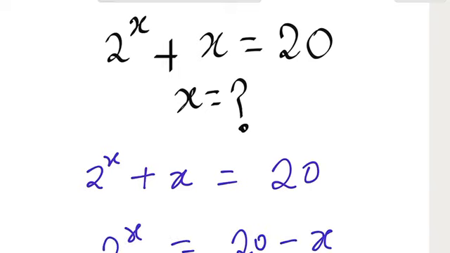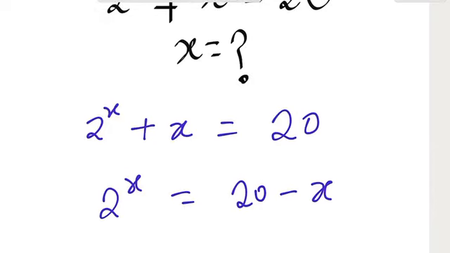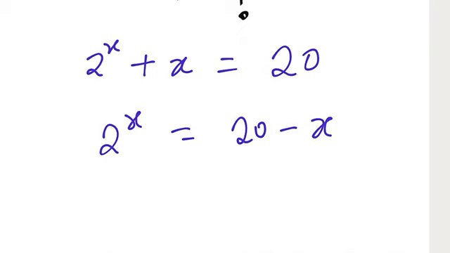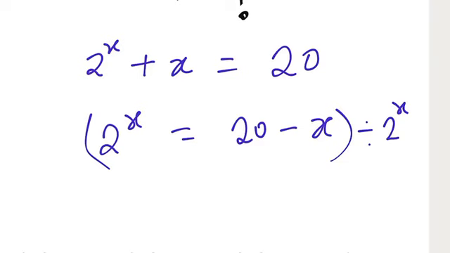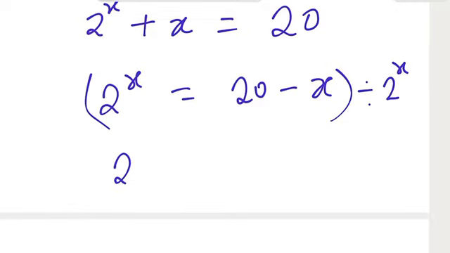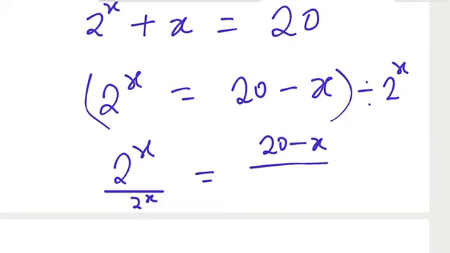Alright, so from there, the next thing we're going to do, I'm now going to divide both sides by 2 to the power of x. So if I divide both sides by 2 to the power of x, like this, I'm going to have 2 to the power of x divided by 2 to the power of x, and equals 20 minus x divided by 2 to the power of x.